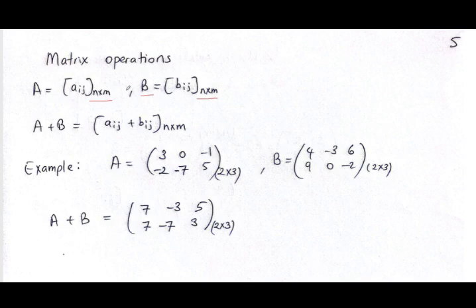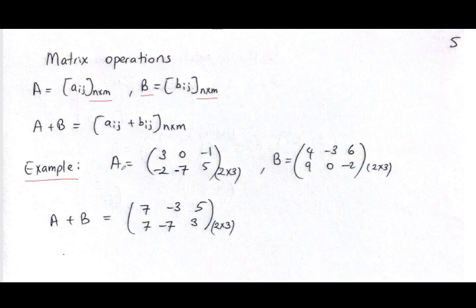So if the dimensions of these two matrices match with each other, they have the same number of rows and same number of columns, then we can do a summation of these two matrices. And the summation will be done by summing each aij with the corresponding bij element. And after we do this element by element, we will get the sum of these two matrices. Let's look at some examples.